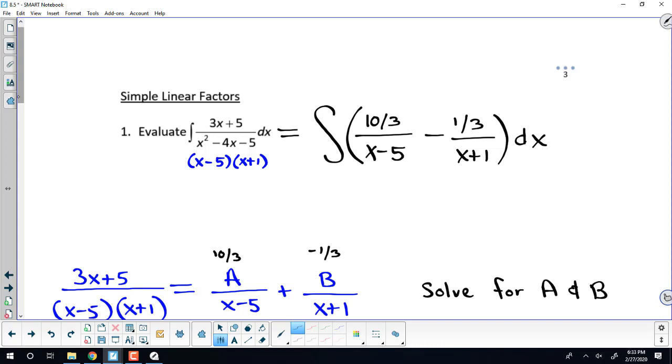Now, the choice of factors is arbitrary. Somebody might have said that, well, it factors as x plus 1 times x minus 5. That's fine. You set it up like we did, solve for A and B. No matter how you set this up, the number above x plus 1 should be -1/3, regardless of where you have it, and the number above x minus 5 should be 10/3.